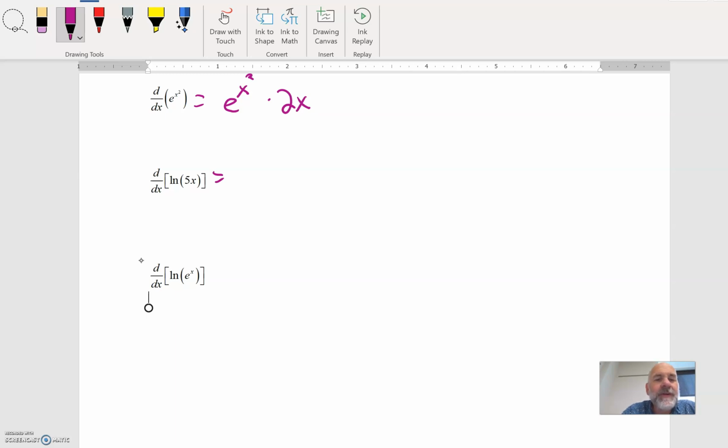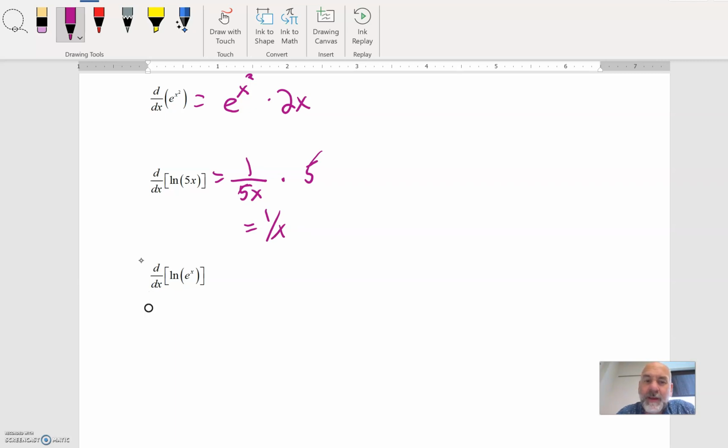Next one, derivative of natural log of 5x. There's a lot of ways to do this one, but I'm going to do it with straight chain rule first. The derivative of natural log of something is 1 over something, and I leave the inside alone, times 5. The 5's cancel out, and it's equal to 1 over x, which is kind of interesting. Like, where did the 5 go? The 5's gone in the answer.